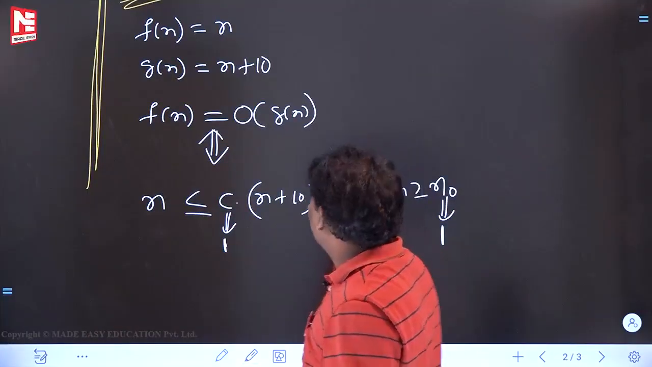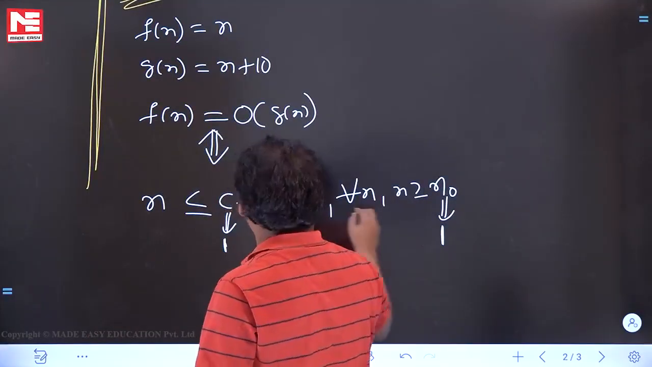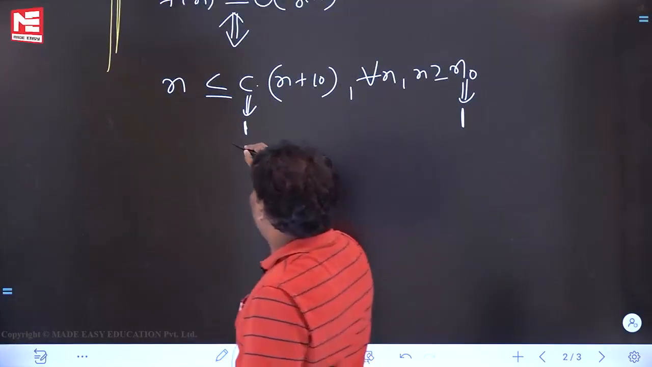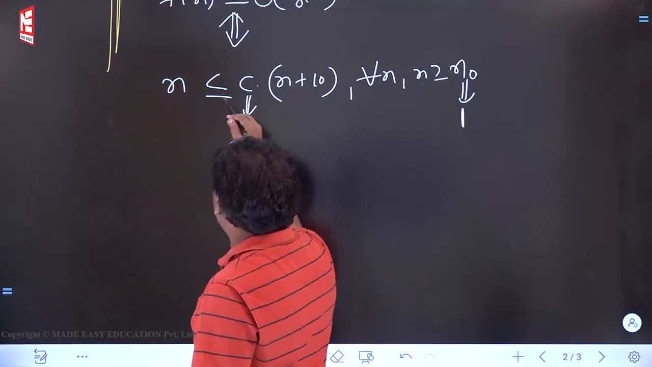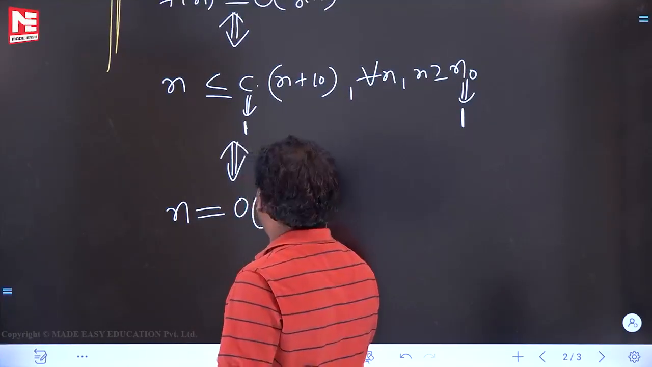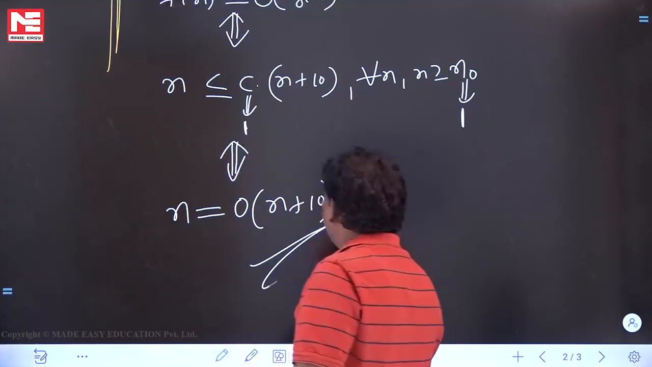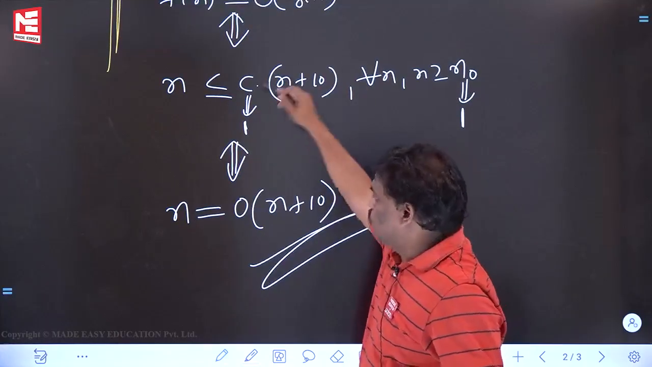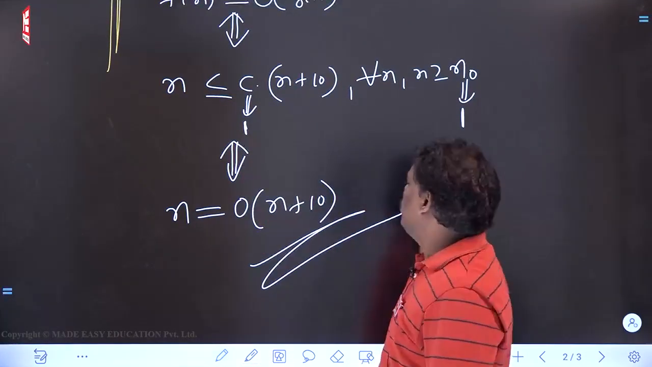Now, I have to satisfy this definition. Yes, I satisfied it. Can you say the final conclusion? Because you satisfied it, see the final conclusion: n is big O of n plus 10. Between the two, this relation holds good, then I can say n is big O of n plus 10.